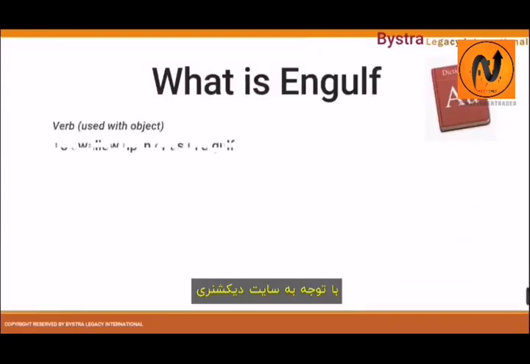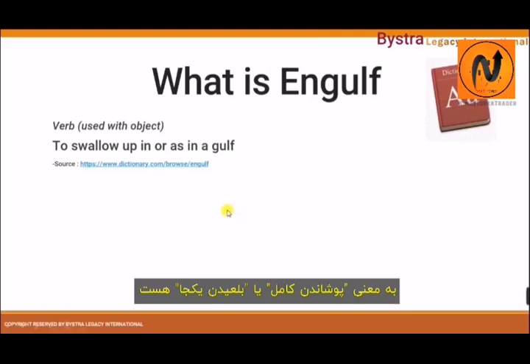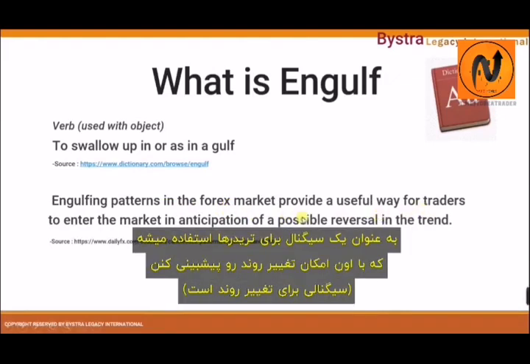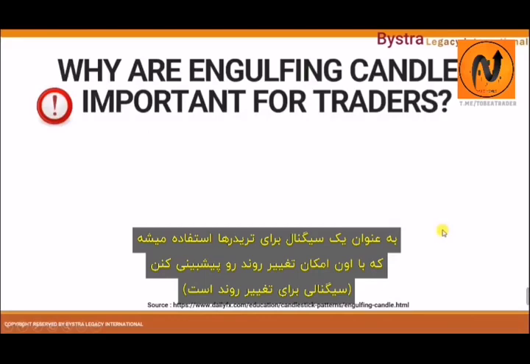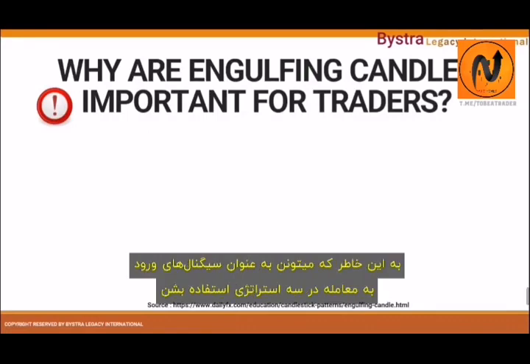Based on dictionary.com, to engulf means to cover up or to swallow whole. In the forex definition, engulfing is a pattern which is useful for traders as a signal to anticipate the possibility of a reversal in a trend. Engulfing candles are one of the most important price patterns or actions for traders because they can be used as entry signals in three strategies.